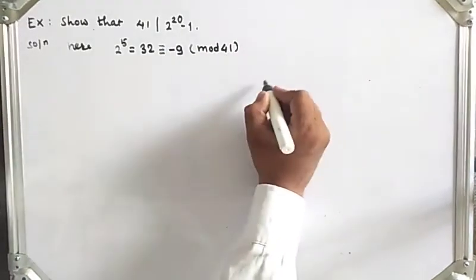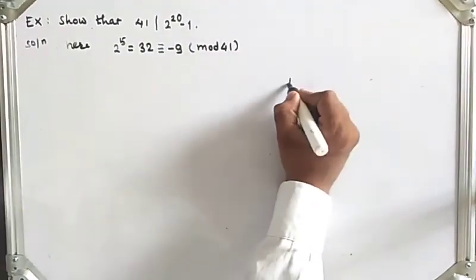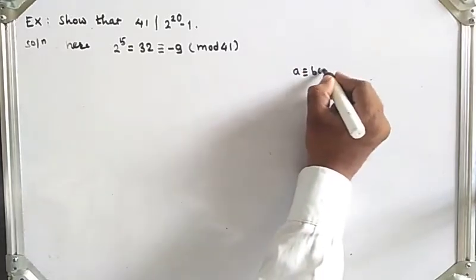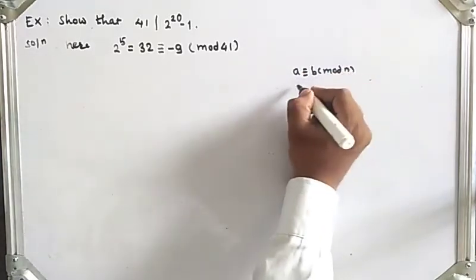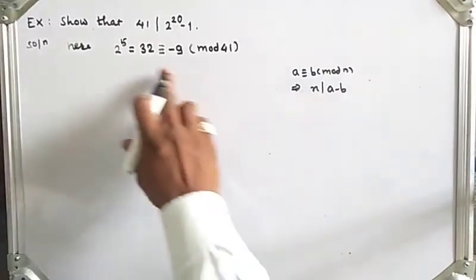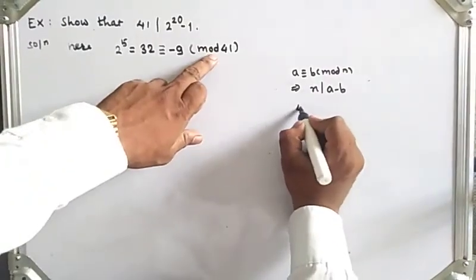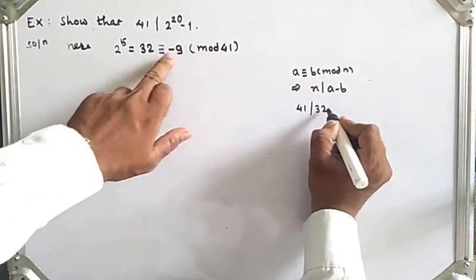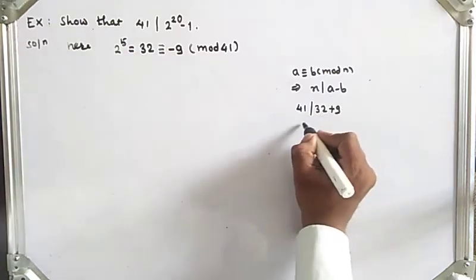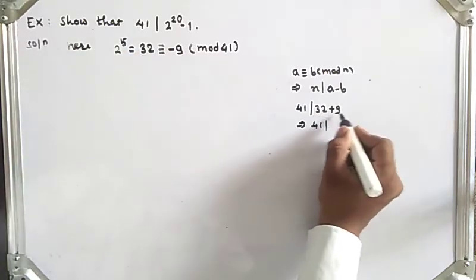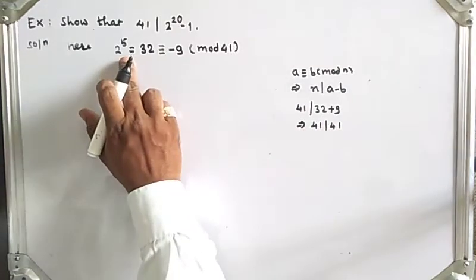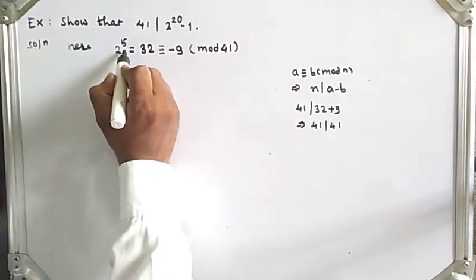So what is this? We know that if A is congruent to B modulo n, then n divides A minus B, right? This is the definition. So 41 divides 32 minus (minus 9), so on the left side we get plus 9, which implies that 41 divides 41, as the addition of these two is 41, right? So this is the definition. We can write this in terms of powers of 2.